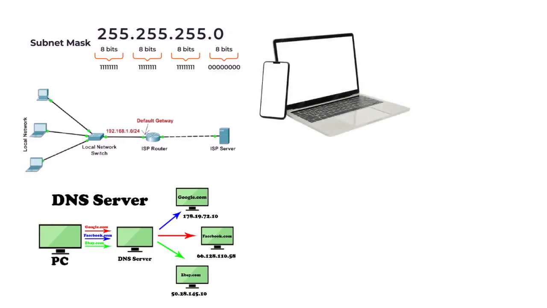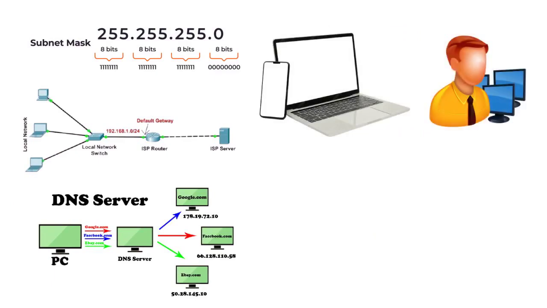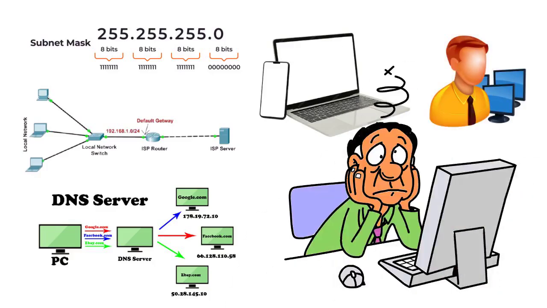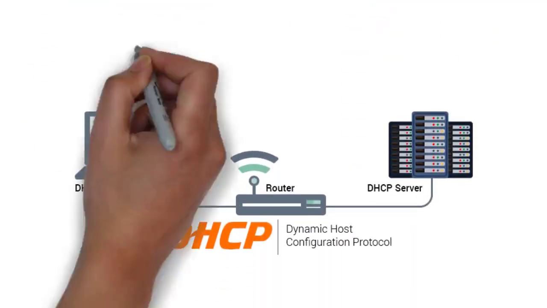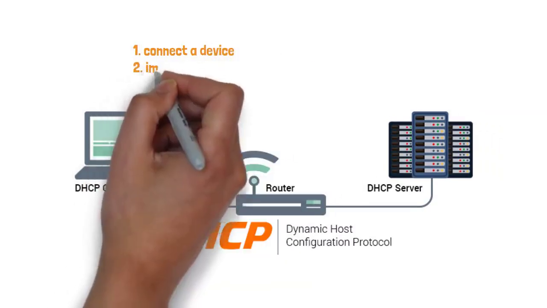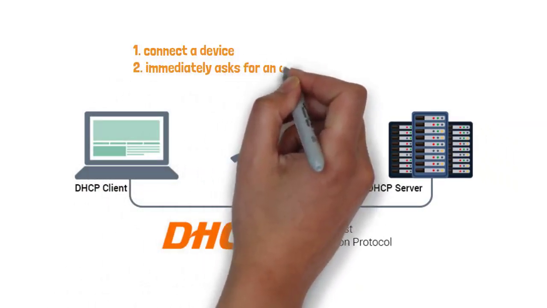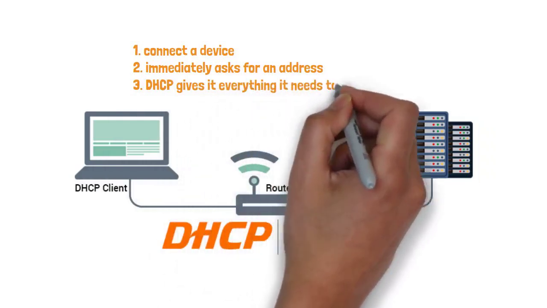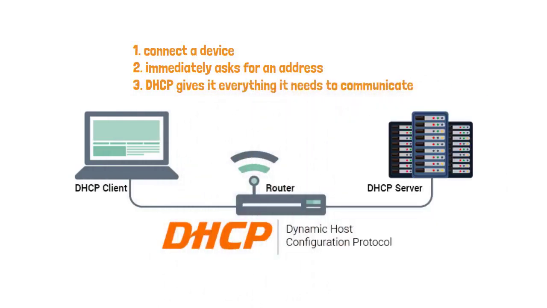Think about what life would be like without DHCP. Every single device, your phone, your laptop, your printer, would need to be configured manually by an administrator. It would be time-consuming, prone to mistakes, and almost impossible to manage at scale. Instead, DHCP makes networks plug and play. The moment you connect a device, it immediately asks for an address, and DHCP gives it everything it needs to communicate.